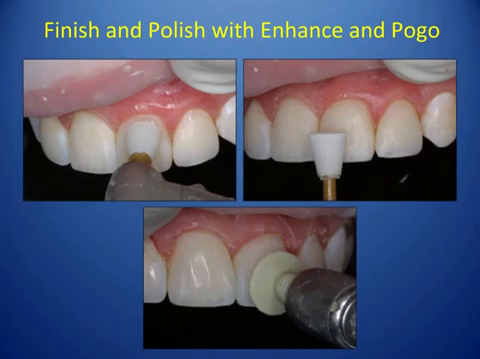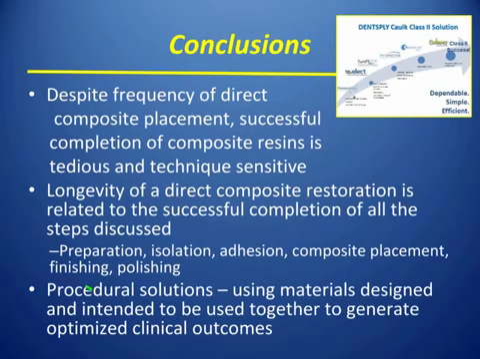The conclusion here, really looking at our program start to finish, is despite the frequency of composite placement, successful completion of a resin restoration is tedious and very technique sensitive. The longevity of these restorations can be related to us completing each of those steps successfully. Again, those steps being everything from preparation to isolation, our adhesive step, the composite placement step, and finishing and polishing. And that really is what we hope we've provided as a group, as the CALK group from Dentsply, is a complete solution to your class 2 problems.